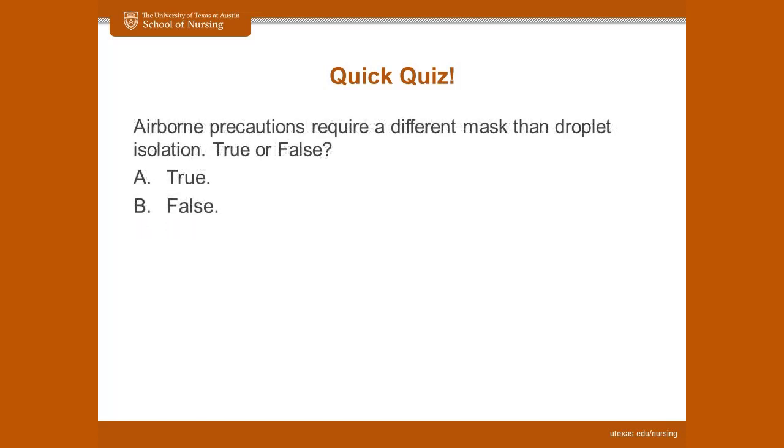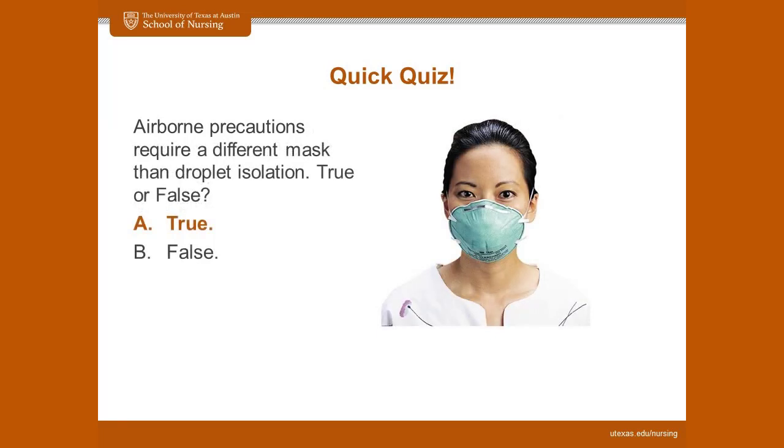Time for another question. Airborne precautions require a different mask than droplet isolation. True or false? The correct answer is A, true. Airborne precautions require an N95 mask that requires special fitting to ensure healthcare workers wear the right size. Droplet precautions require a standard face mask.